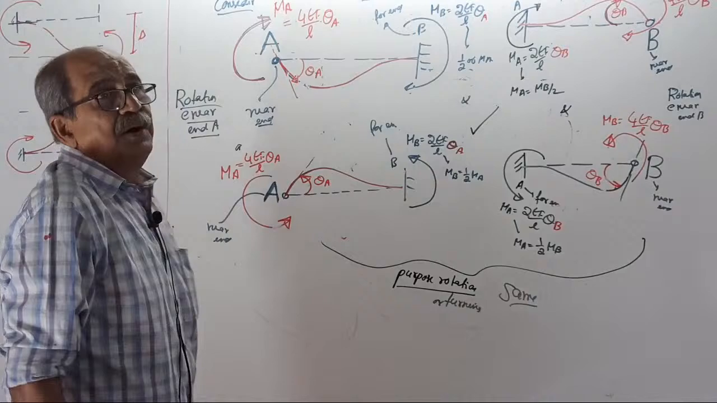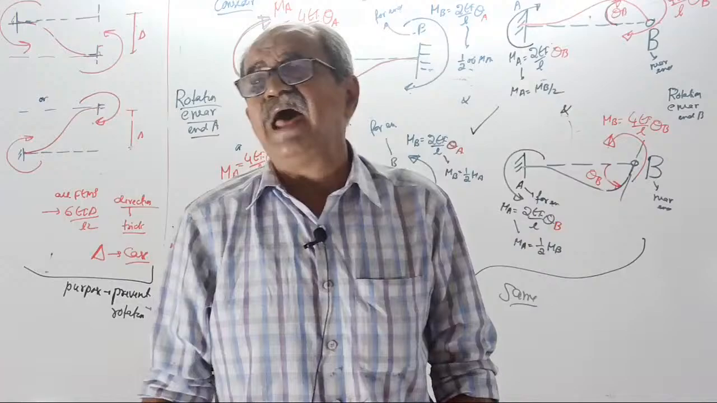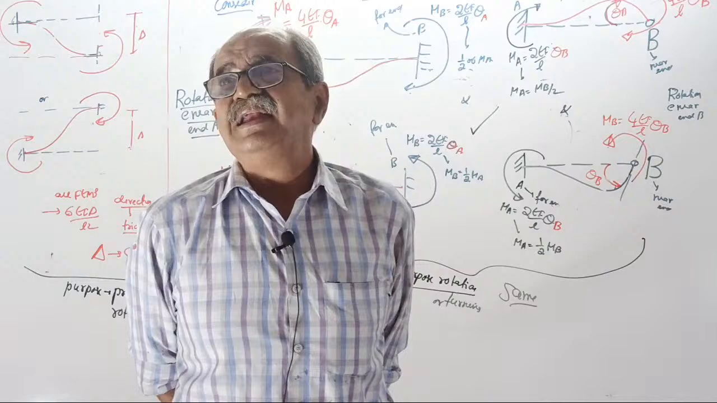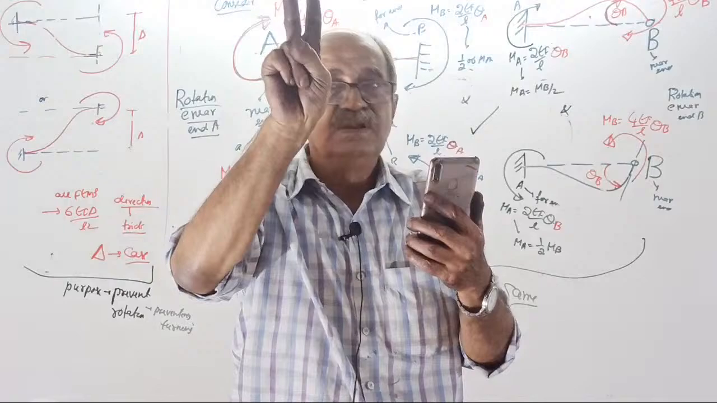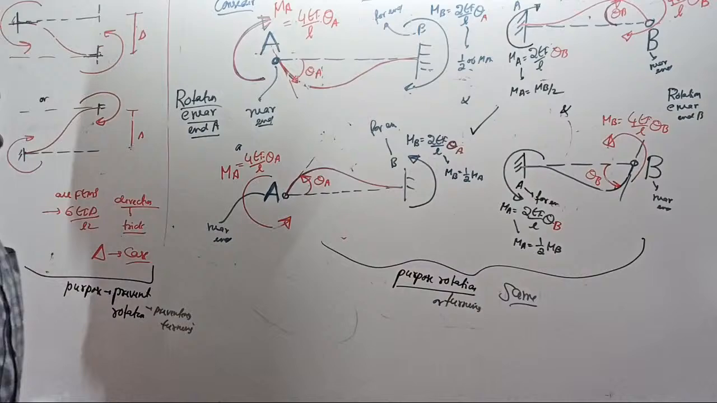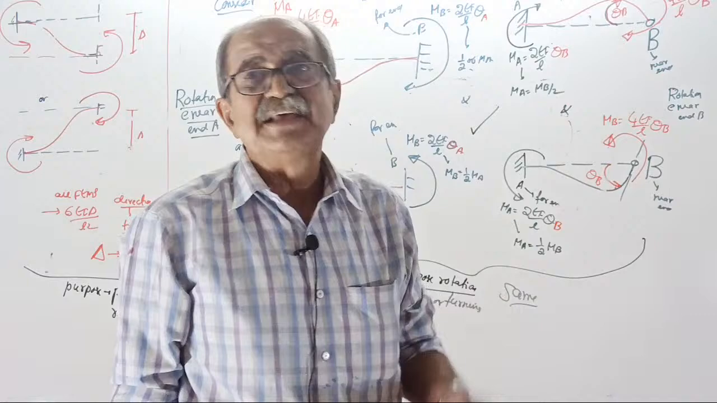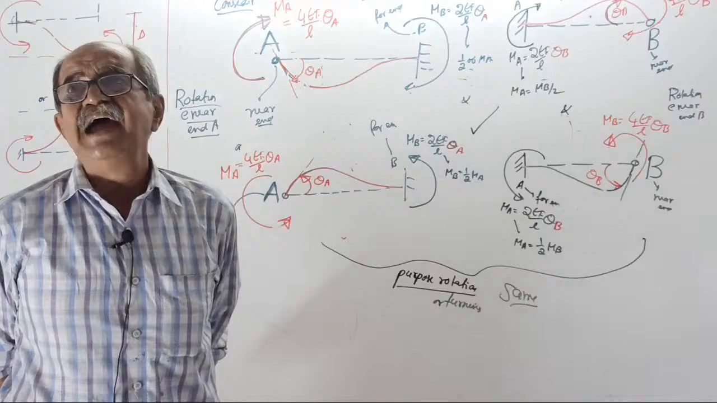In the turning case, where you want to turn, the number is 4EI by L theta, and the other side is half of that, 2EI by L theta. Turning case values are not equal. In the preventing case, delta case, both are equal. The preventing case is 6EI delta by L square on both sides.